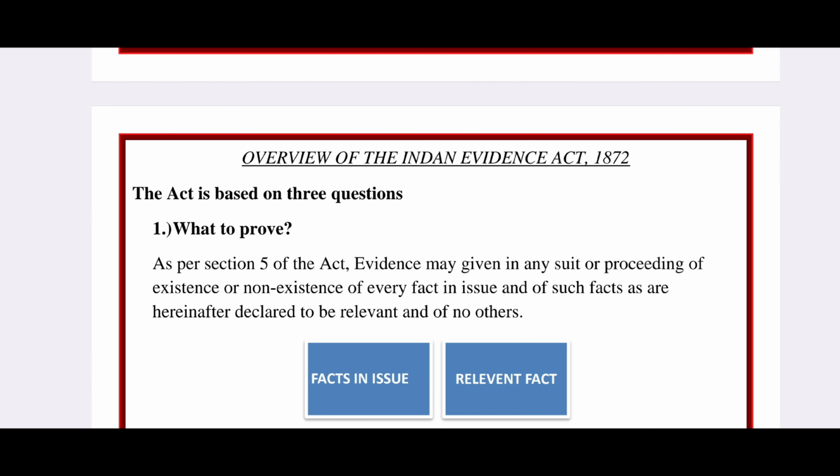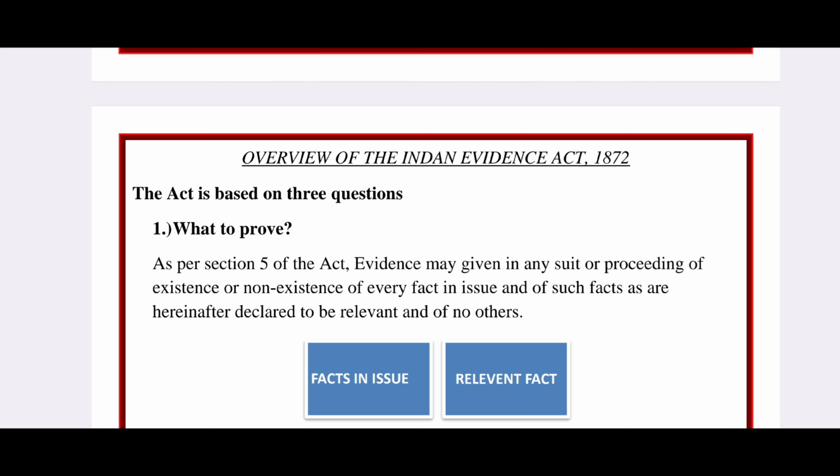Next, we will see the overview of the Indian Evidence Act 1872. The Act is basically based on three questions. First is what to prove. Second is how to prove. Third is who is to prove. First we'll understand the first question, what to prove. Basically, what you are going to prove in front of the court is a fact in issue or a relevant fact. Only these two things you are going to prove.